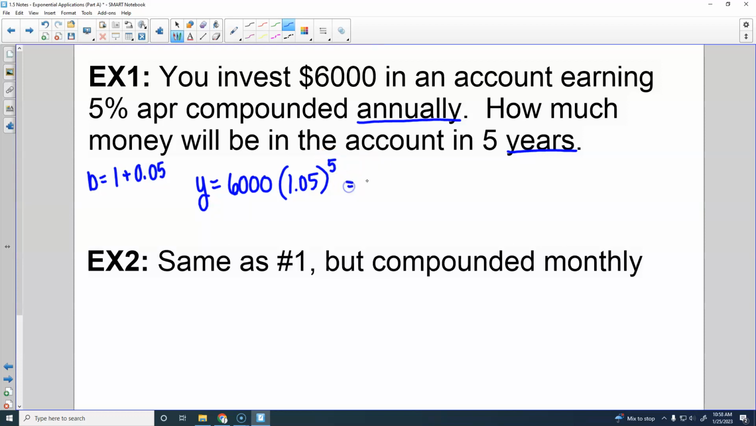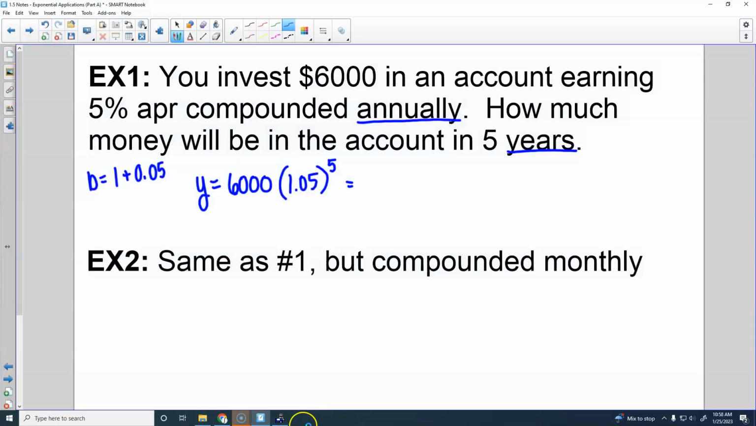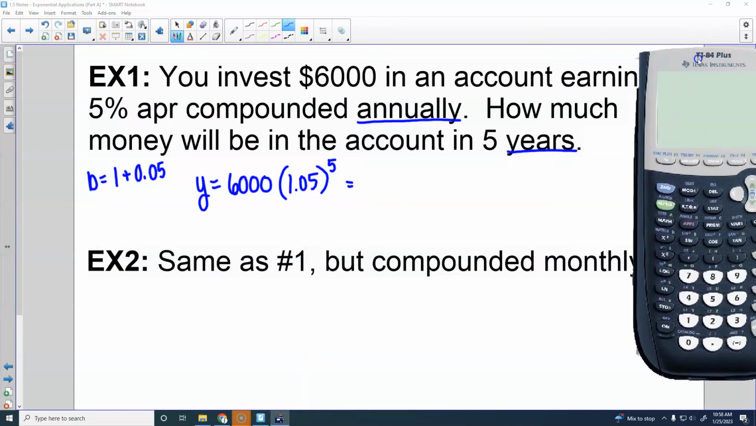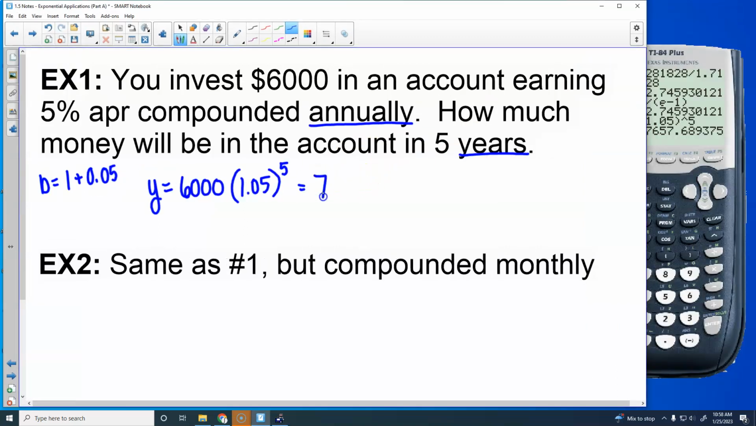Okay, so you're just going to type this into your calculator. We've got 600 times 1.05 to the 5th, which gives us 7,657. I'm going to round this to 2 decimal places since we're talking about money. So $7,657.69.